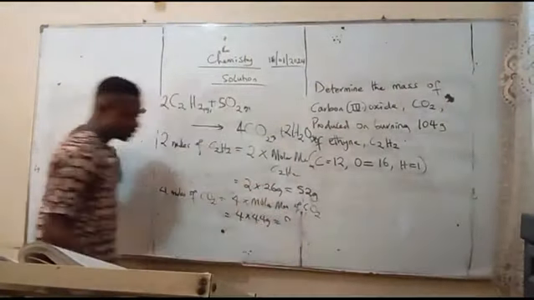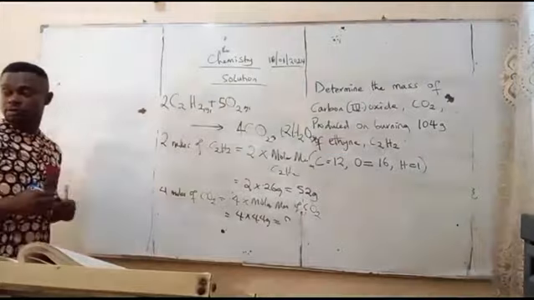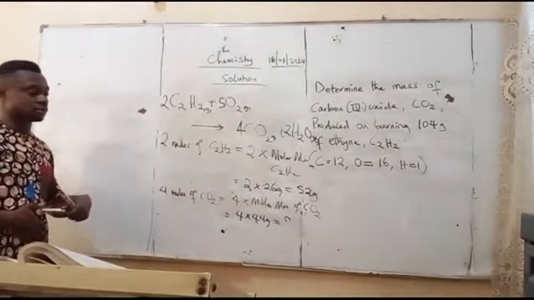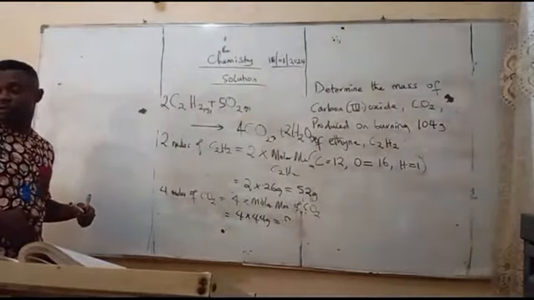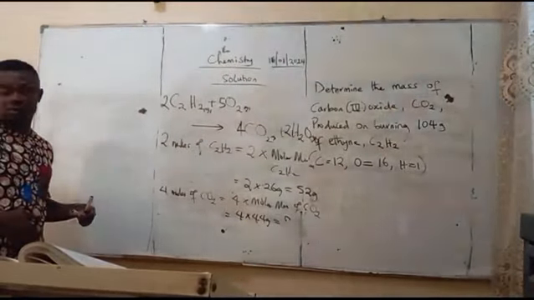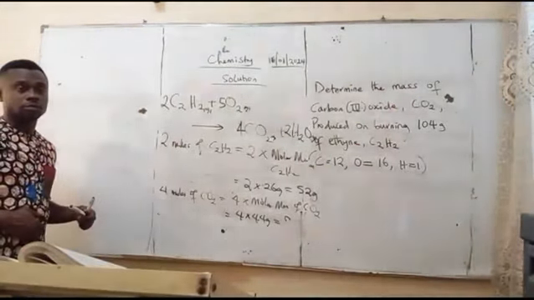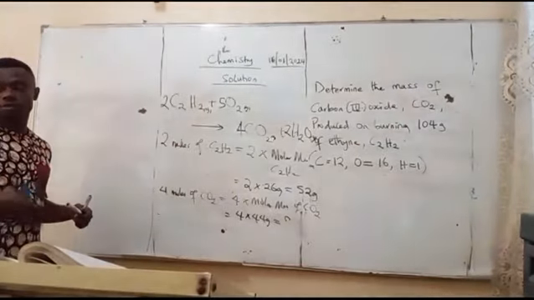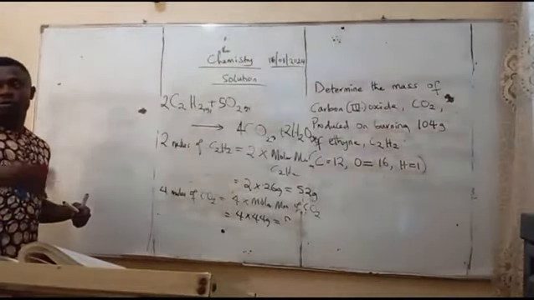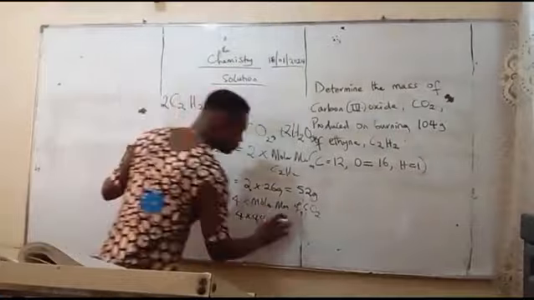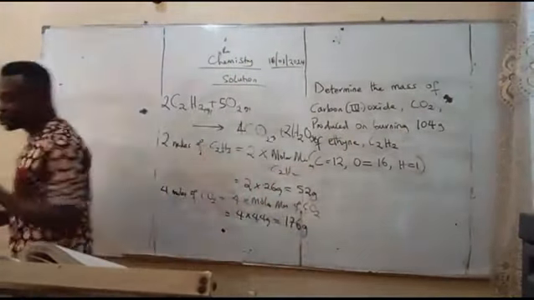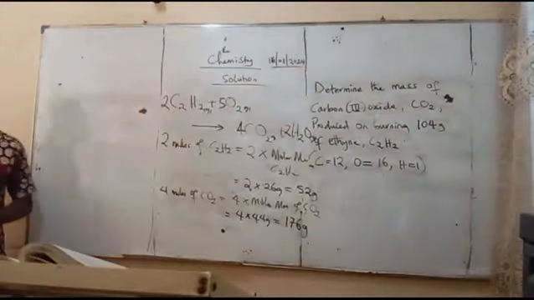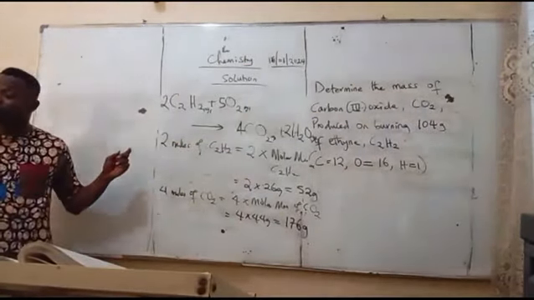8? No, it can't be 8. What's the answer first? 176. 4 times 44 is 176, because 8 times 2 is 16. 176, good. 176 grams. So, remember, see what we did.